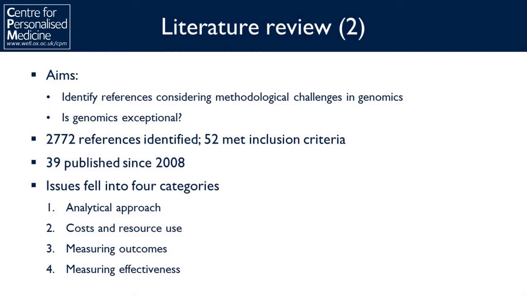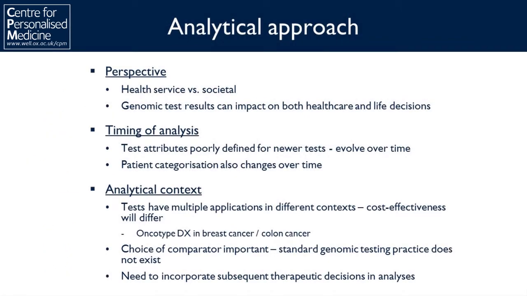So the first group of challenges related to the analytical approach. And I think there were 3 things that we'd want to pick out here. There's going to be some overlap here with what people said earlier, and I'll try and speed through those bits. The first challenge relates to the perspective that you might want to adopt when you're doing an economic evaluation in genomics. So generally speaking, as health economists, we're conditioned to almost always take a healthcare perspective, but in genomics you're often faced with test results that have an impact on not just healthcare but on life decisions as well. So there's a suggestion that maybe we should be thinking about a societal perspective more often in genomics.